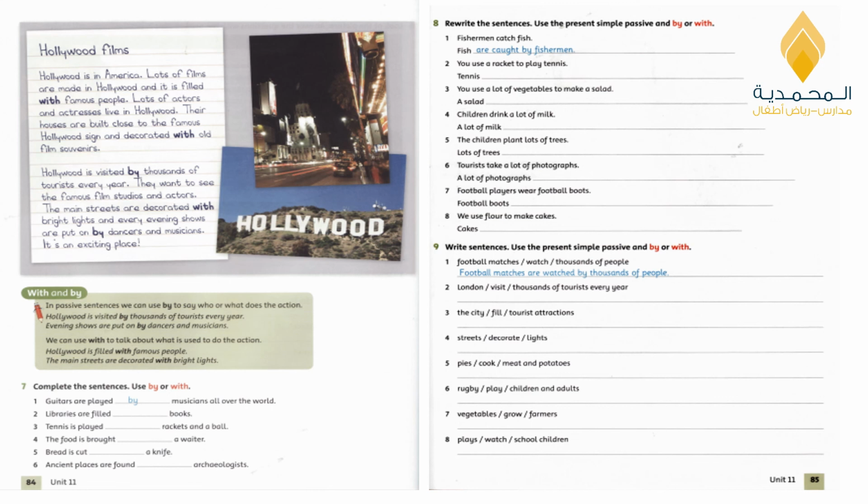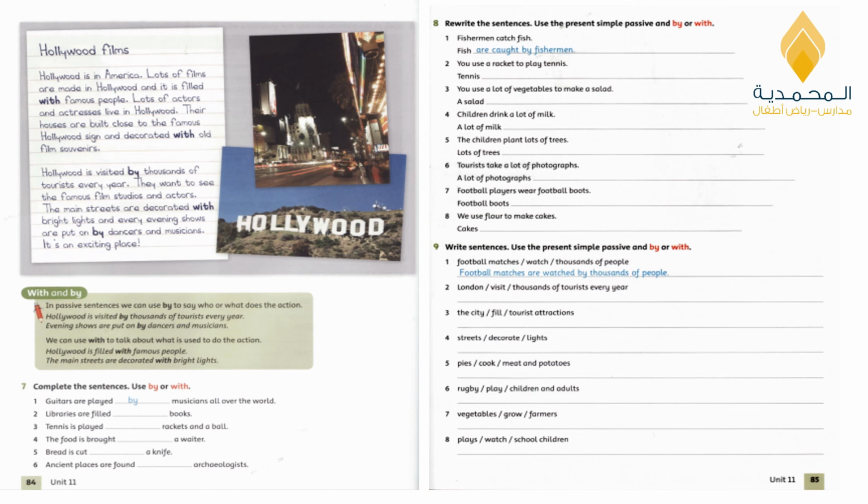With tourist attractions. Number 4. Streets decorated lights. Yes, the streets are decorated with lights. Number 5. Pies cook meat and potato. Yes, pies are cooked with meat and potatoes. Excellent. Number 6. Rugby play children and adults. Rugby is played by children and adults.